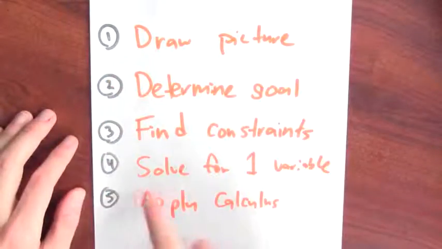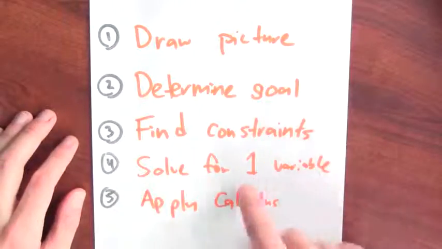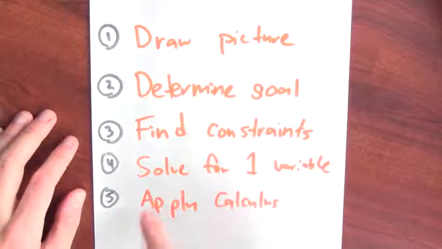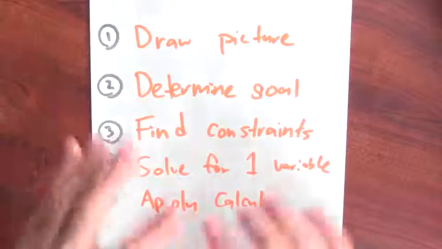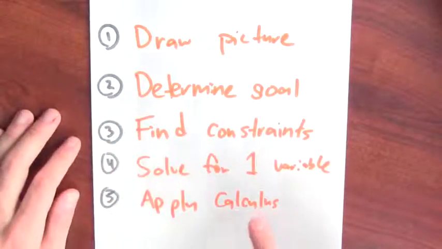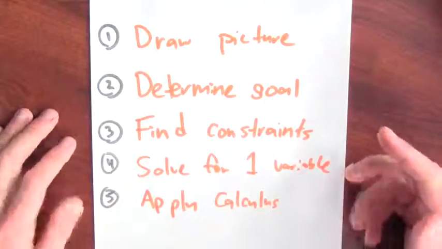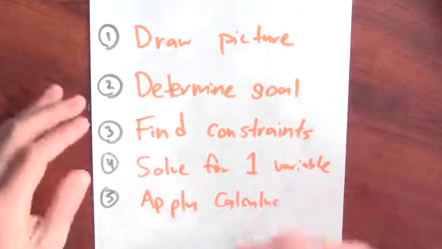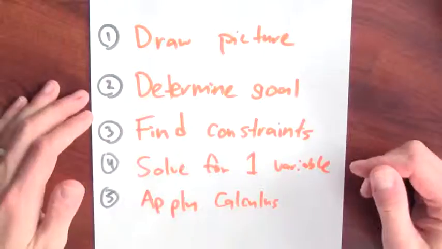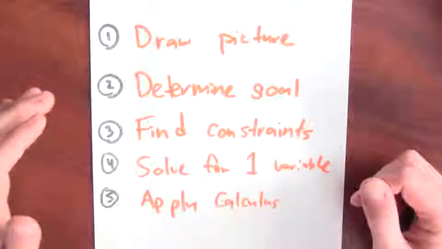Then in step 4, I'm going to solve my goal for a single variable. And once I've got a function of a single variable, I can apply calculus, right? This last step really means to say differentiate the function of a single variable, find the critical points, and figure out where the largest and smallest values are. That's my 5-step process. First, I draw a picture.